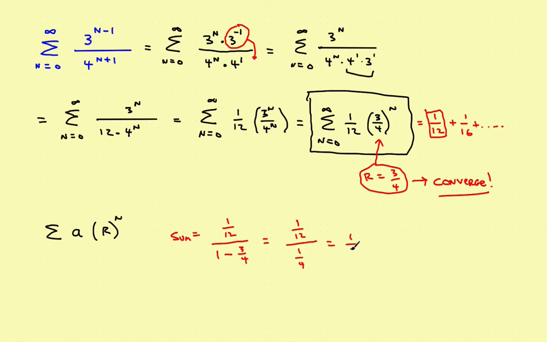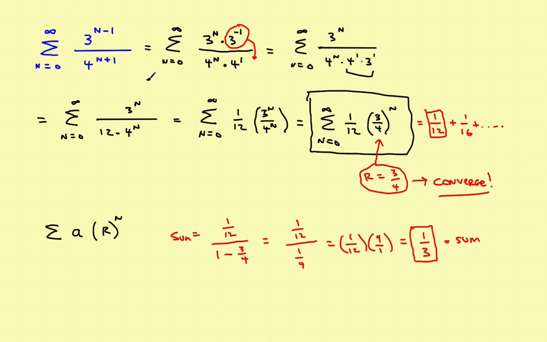Invert and multiply, I'll have 1 over 12 times 4 over 1. And this will all come down to 1/3. So this is going to be the number that it converges to. That's going to be equal to the sum.